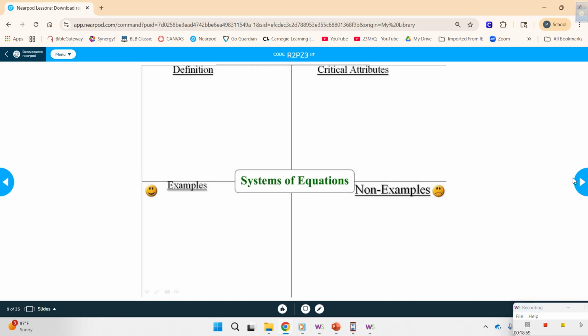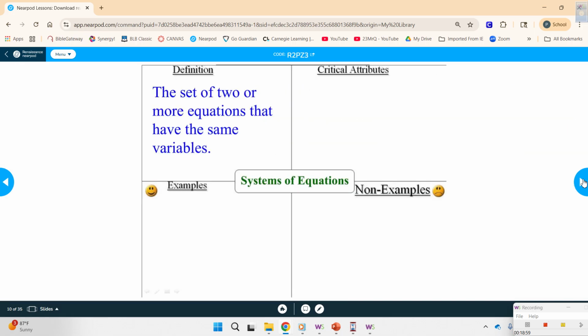Here we go. In your Frayer model, what are systems of equations? Definition: the set of two or more equations that have the same variables.